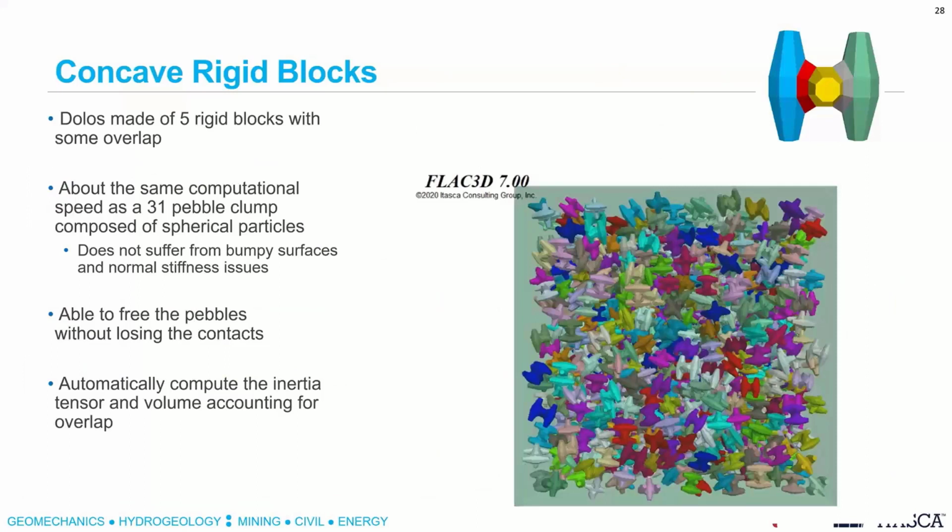The computational performance of this rigid block-based clump is about equivalent to a 31 pebble clump composed of spherical particles, right? The contact resolution between rigid blocks is more expensive than between spheres, which is basically free or very cheap. But on the other hand, there aren't these bumpy surfaces that you would have with a regular clump composed of spherical pebbles. And this can have a pretty large impact on what you see in the final outcome.